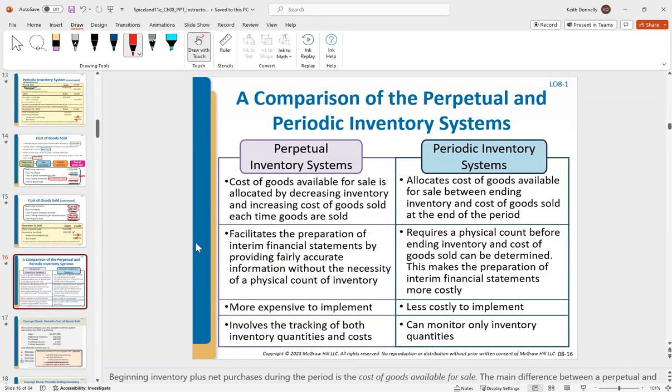So there's good and bad with each of these systems. The perpetual, what's the good, what's the bad? Well, the good is, at any given time, we can know what our inventory levels are. The bad is it's expensive to do this. You got to have the technology. What's the good and the bad with the periodic? Well, the good is it's not as expensive. But the bad is we really don't know our inventory levels until the end of the period. So we're kind of in the dark there on things.